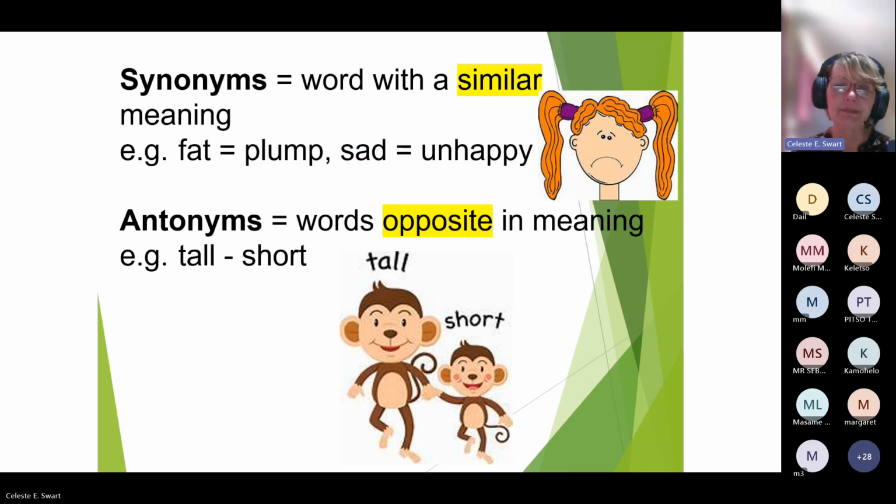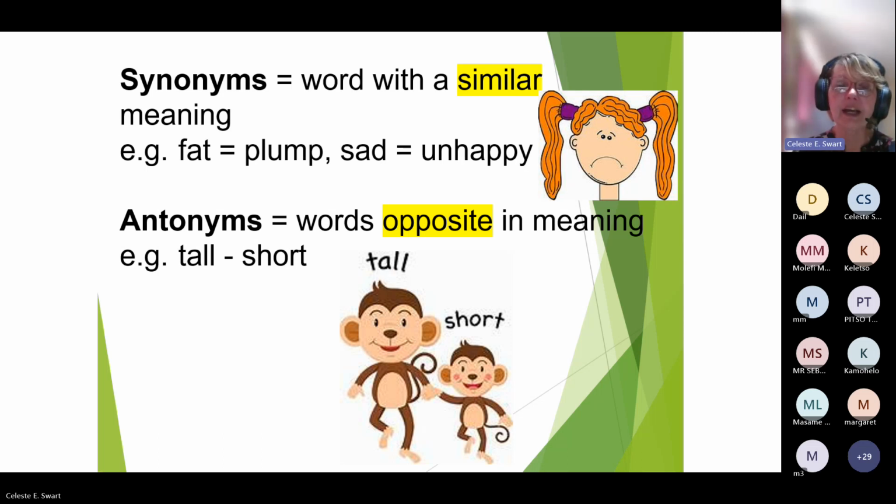Then synonyms. Sounds like something we could eat. Synonyms are words with a similar or the same meaning. For instance, you could say someone is fat, or you could rather say they are plump. If someone is sad, they're unhappy. And there are a lot of others that you can also use.